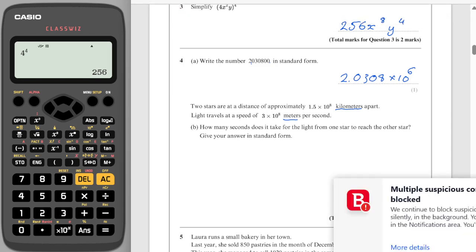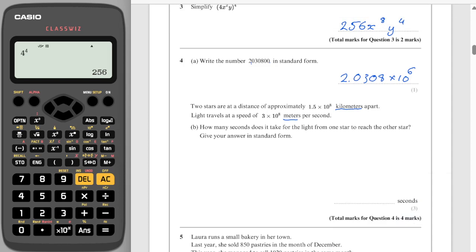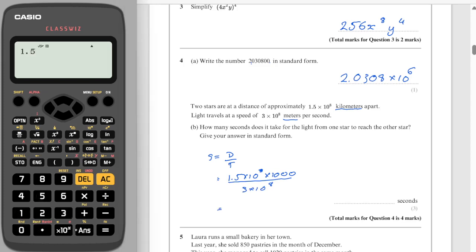Well, speed is going to be equal to distance divided by time. So in effect, I want to do 1.5 times 10 to the 8, but I need to times that by 1,000 to convert that into meters. And I want to divide that by 3 times 10 to the 8. And I can type it into my calculator just like that. It probably won't give us a number in standard form, but that's okay. We can adjust it afterwards.